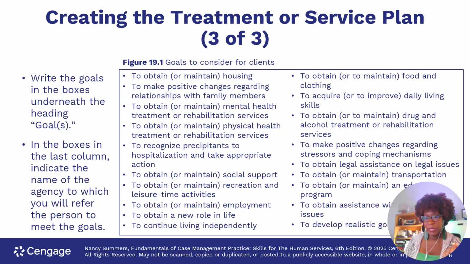Okay, so here on the screen, basically what you're seeing is examples of goals. Once again, these goals are going to be very specific: to obtain housing, to make positive changes regarding family members, to obtain mental health services, to obtain physical health, to recognize precipitants to hospitalization and take appropriate actions, to obtain social support, to obtain employment, to obtain a new life, to make positive changes, to obtain legal counsel. So, as you see, these goals are very, very general.